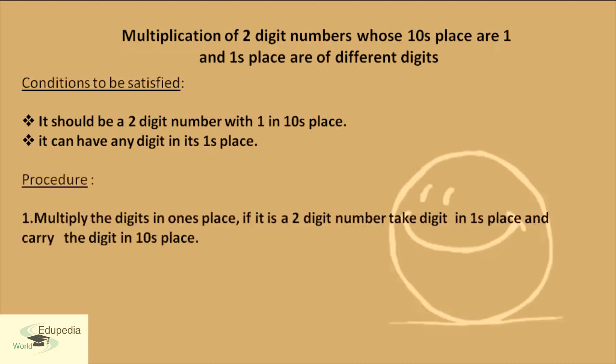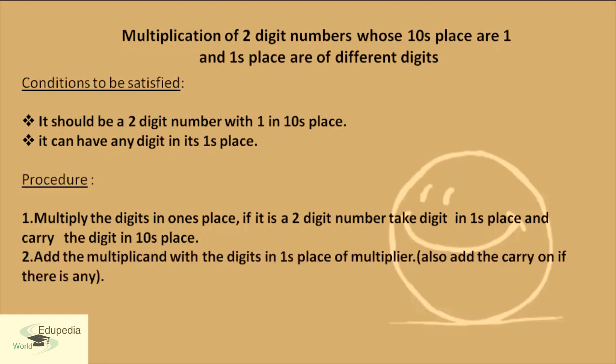At first, we have to multiply the digits that are in the ones place. And if the product that you have got is a two-digit number, we have to take the digit in the ones place and carry the digit that is in the tens place. Next, step number 2, you have to add the multiplicand with the digit that is in the ones place of the multiplier. After adding that, if there is any carry that we have carried, we have to add that carry on to the sum that we have got by adding the multiplicand with the digit in the ones place of the multiplier. Finally, by clubbing both the results that we have got, we get the final result.